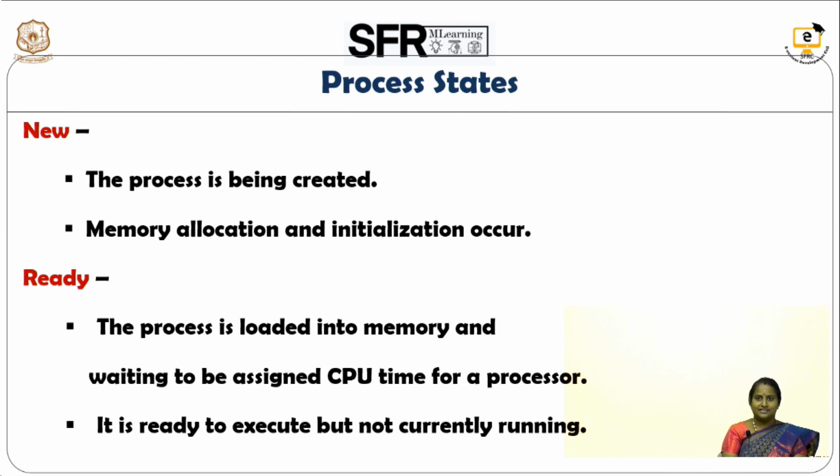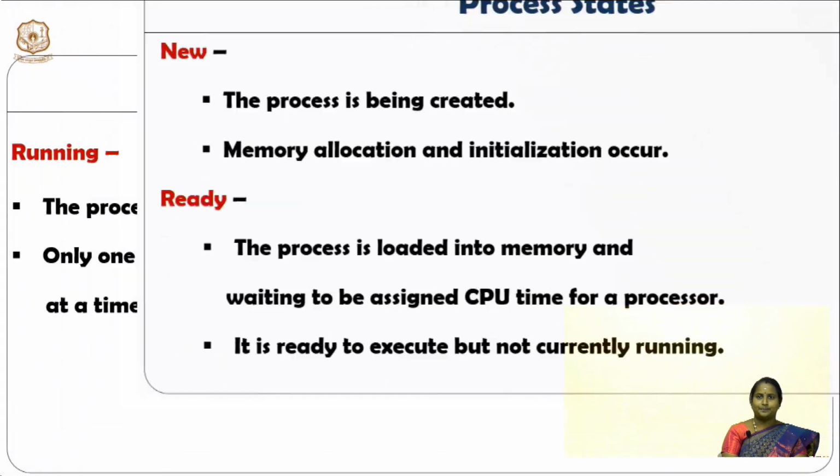And then comes the ready state. Whenever a process is loaded into the memory and it is waiting for the CPU time, it will be in the ready state. If the process is in the ready state, it is ready to execute but not currently running. So it is waiting for the CPU allocation. Here there exists a queue named the ready queue. All the processes waiting for the CPU time will be in the ready queue, and then they will be dispatched to the next state according to the first in first out mechanism.